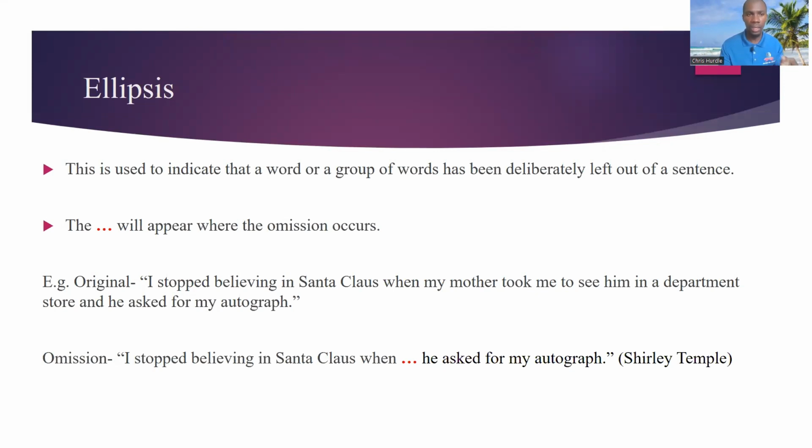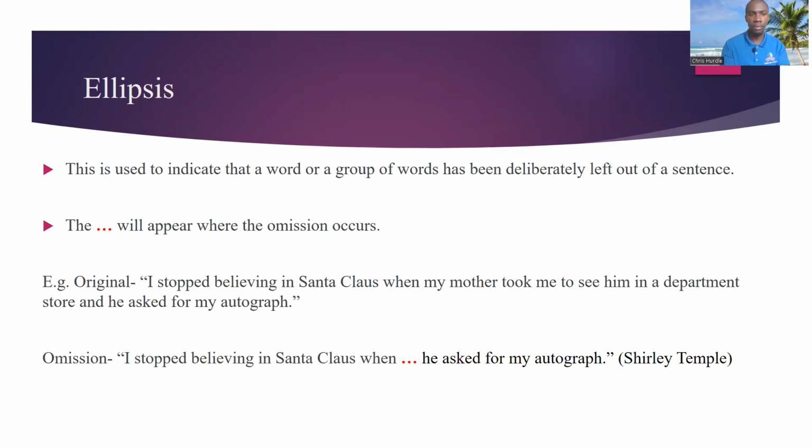Right. So, ellipsis. This is used to indicate that a word or a group of words has been deliberately left out of a sentence. So that's what it means. And it is represented by three dots, and the three dots will appear where the omission occurs. That is the function of an ellipsis.